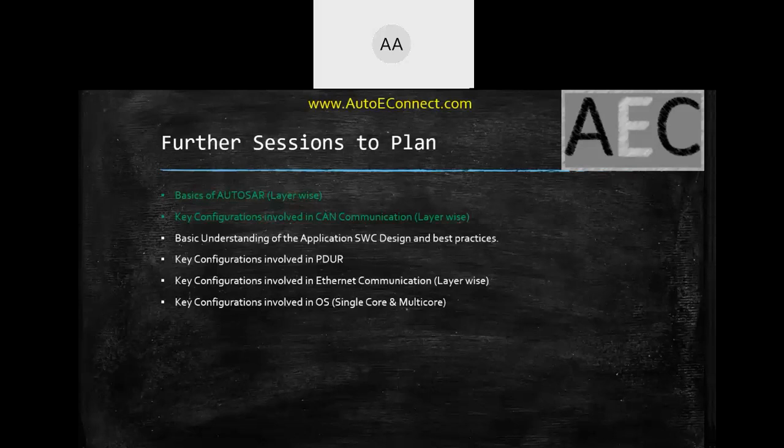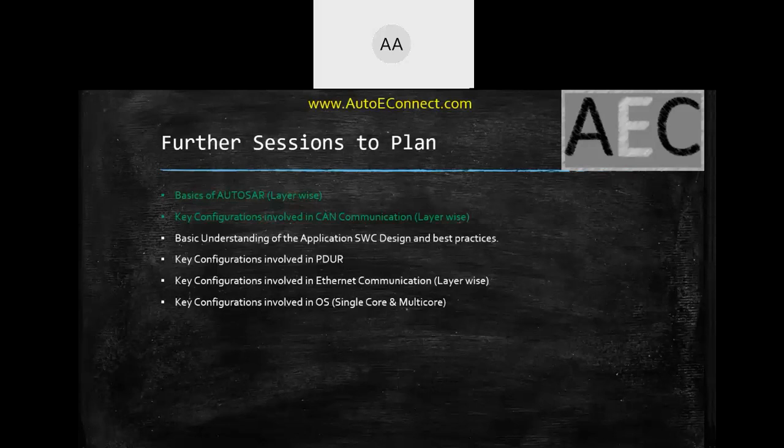So in the next sessions, we want to look at the application software component design. What are the different parameters that we will be configuring when we go for an application software component design? And there are some best practices which we have learned from our experiences, so we'll try to share them there. And then the next thing will be the PDUR, like we have discussed. We can have a separate session discussing the things in that article.